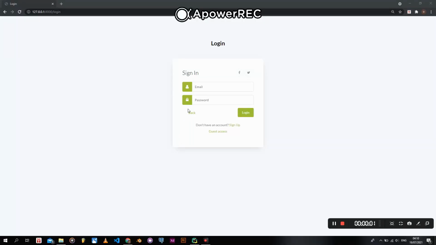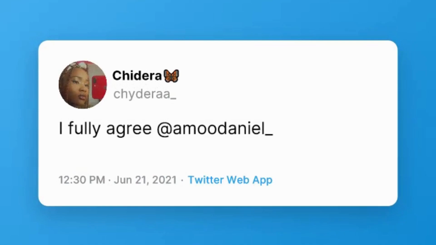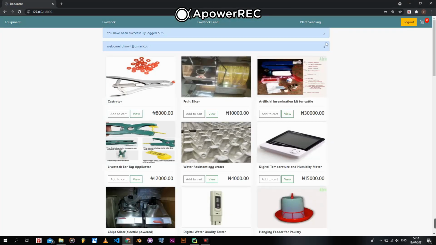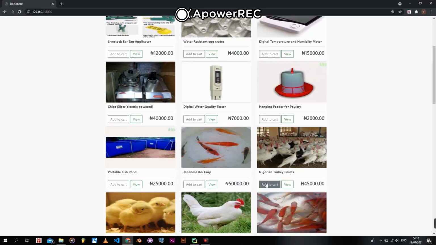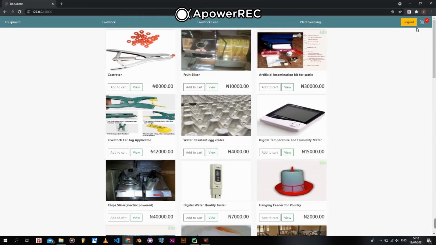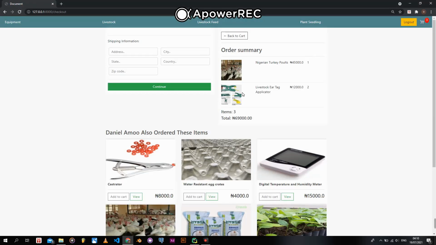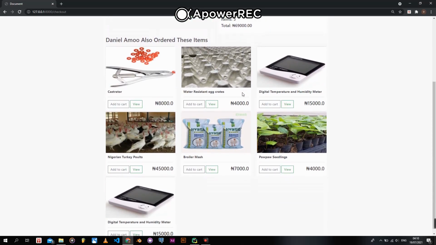This is a simple demonstration of the system. From our previous example showing user A, B and C, user B logs in and selects products to buy. Below the checkout section, you can see the products user A bought vividly showing as recommended products for the logged-in user.